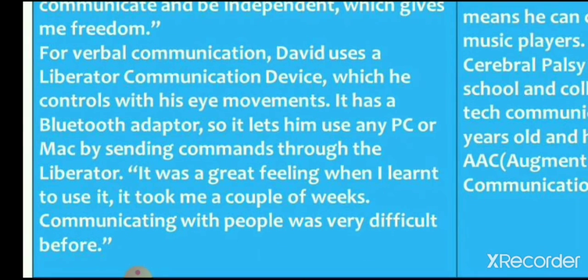For verbal communication, David uses a Liberator communication device which he controls with his eye movements. It has a Bluetooth adapter, so it lets him use any PC or Mac by sending commands through the Liberator. It was a great feeling when I learned to use it. It took me a couple of weeks. Communicating with people was very difficult before.